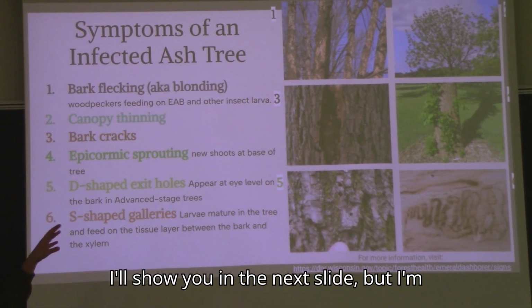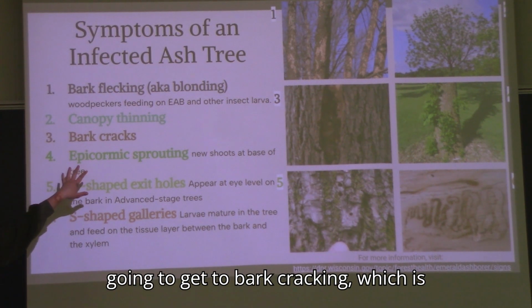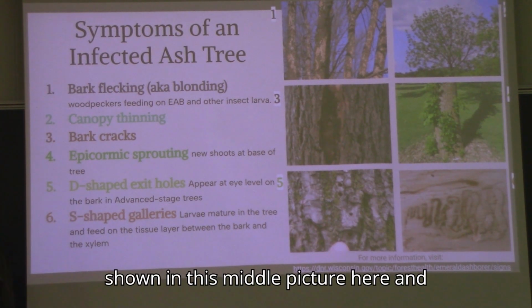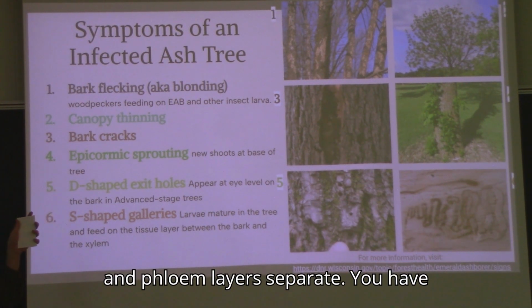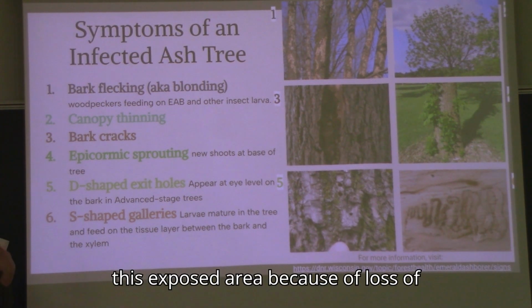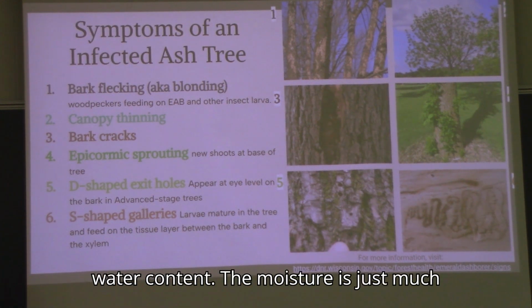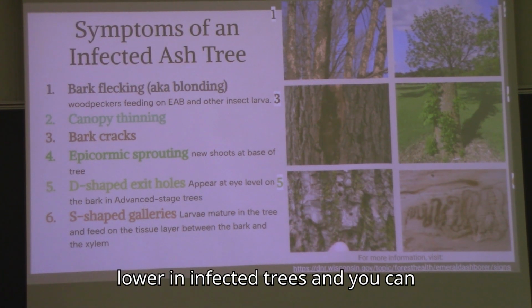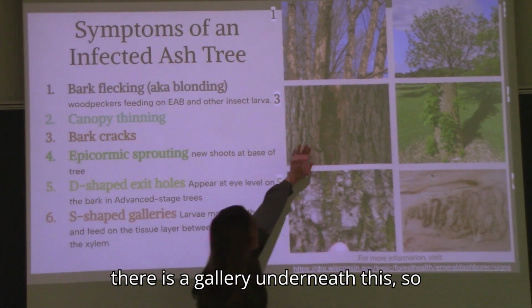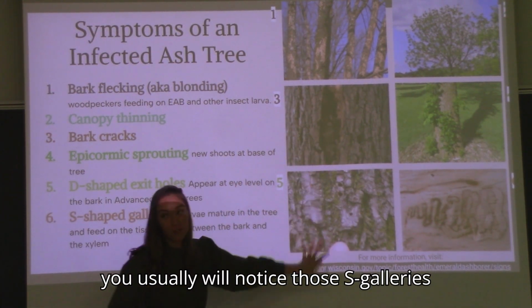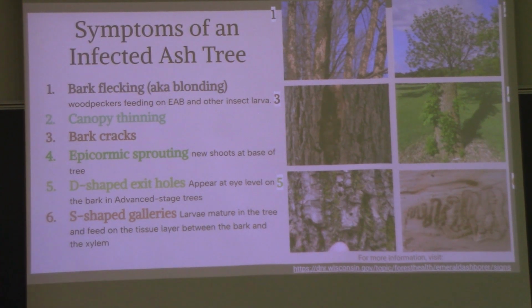And I'll show you in the next slide, but I'm going to get to bark cracking, which is shown in this middle picture here. And that just happens when the xylem and phloem layers separate, and so you have this exposed area because of loss of water content. The moisture is just much lower in infected trees. And you can barely see it, but there is a gallery underneath this, so you usually will notice those S galleries inside of those bark cracks.